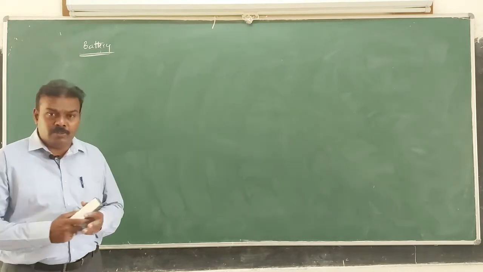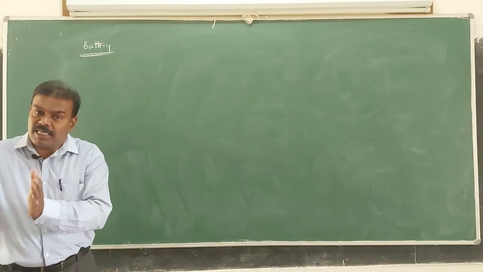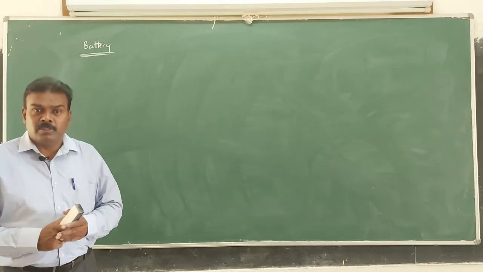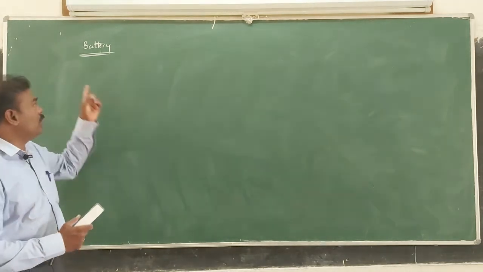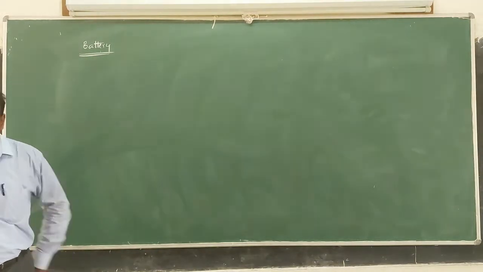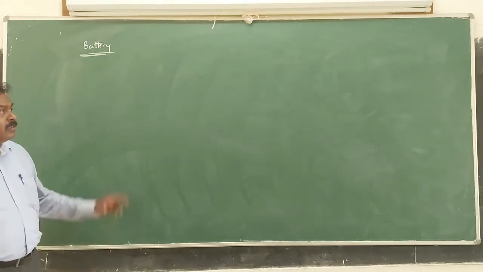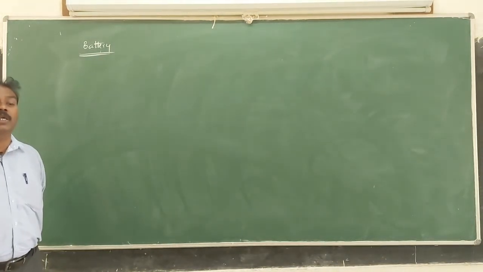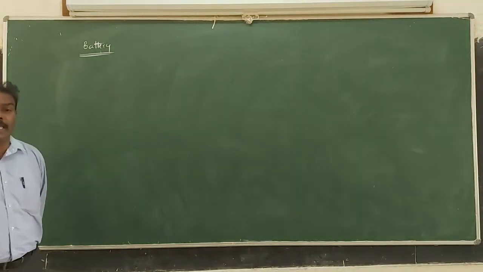An arrangement of 2 or more electrochemical cells connected in series is called what? Battery. Following all of you? What is meant by the term battery? The term battery is the arrangement of 2 or more electrochemical cells connected in series.